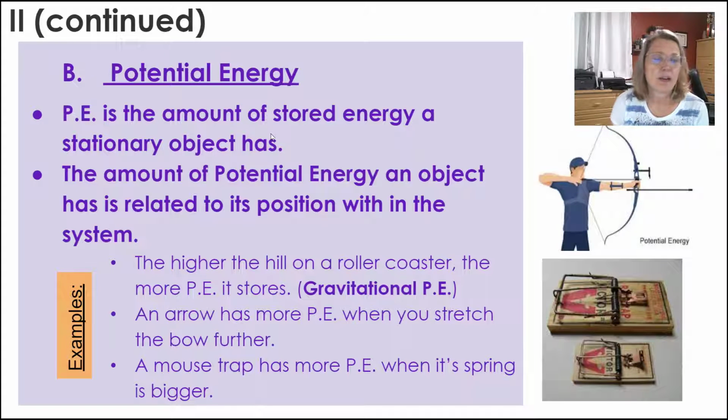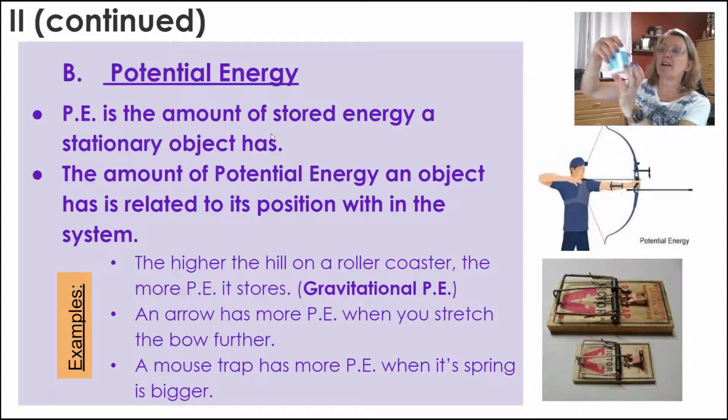All right, we're continuing with Roman numeral number 2. This one is on potential energy. So the first one was kinetic energy, and now the second one is potential energy. Potential energy is the amount of energy stored in a stationary object. What does that mean? What is a stationary object? Well, it is something that is standing still. So there is potential energy in anything that is at rest. Okay, so let's say I've got this little container here.